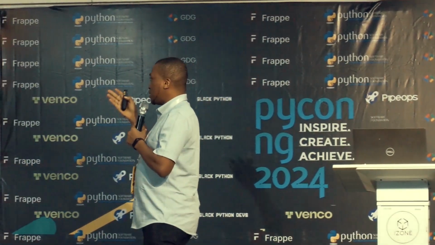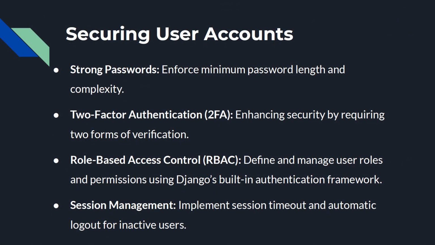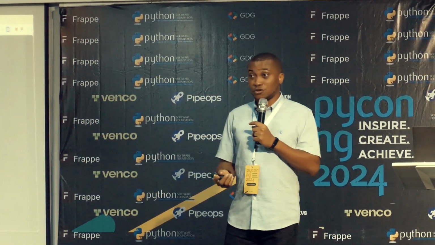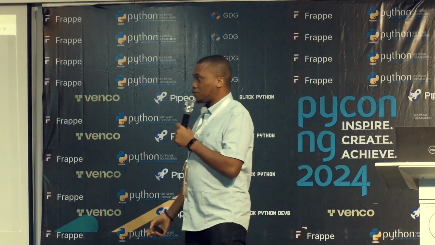Some of the other things you can do: enforce strong passwords, which is very, very important. I think most of the time, Django Auth allows you to do this easily. Then two-factor authentication, role-based access, which I've talked about, then session management. You can have session timeout and automatic logout for users. This is also good, especially in this part of the world where people borrow computers and smartphones to log in. Recently, I did a job for one MFB, and one of the things they requested was that session timeout should be a maximum of 30 minutes. So no matter what you are doing, once you have logged in, after 30 minutes you're automatically logged out.